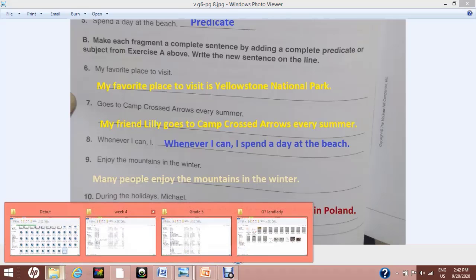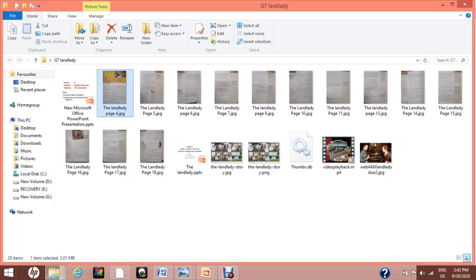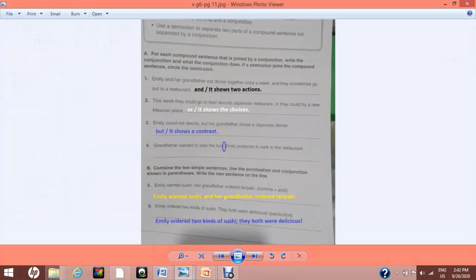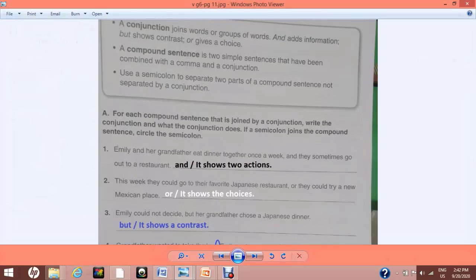Now we are going to do our another exercise, page number 11. Here you will come across conjunctions. Conjunctions are one of the most important parts of speech. A conjunction joins words or a group of words, and adds information, shows contrast or gives choices. A compound sentence is two simple sentences that have been combined with a comma and a conjunction. Use a semicolon to separate two parts of a compound sentence not separated by a conjunction.